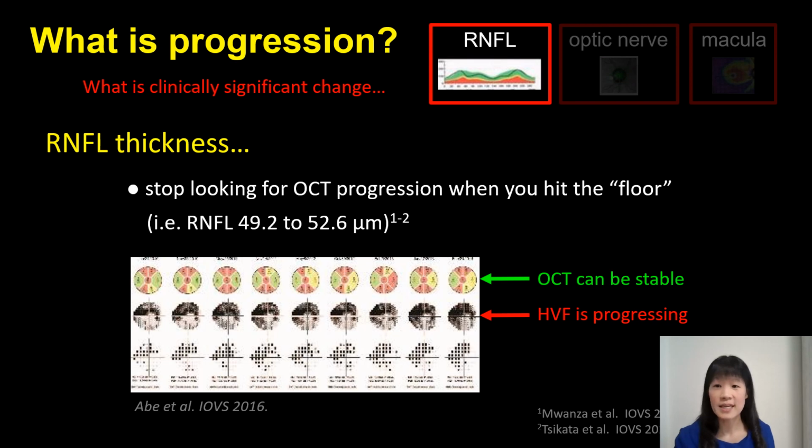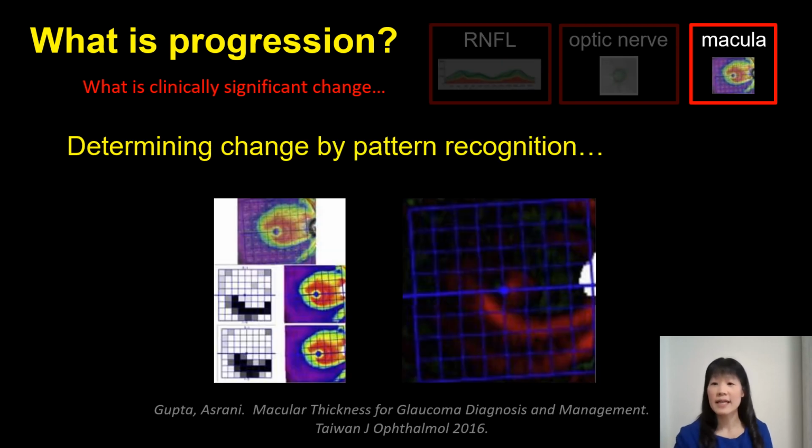So again, OCT is just one of many tests in clinic, and we need to look at the patient and all their testing as the total composite. So the last region of interest, the macula. By pattern recognition, we should not see arcuate changes or arcuate defects on our OCT printout.